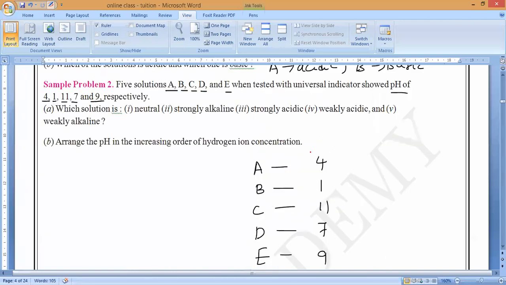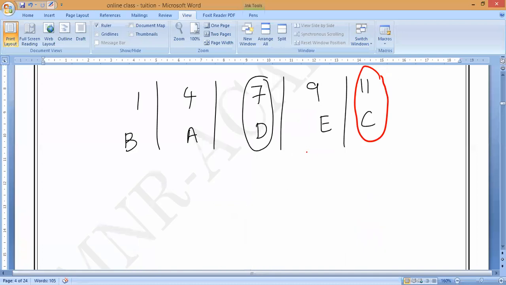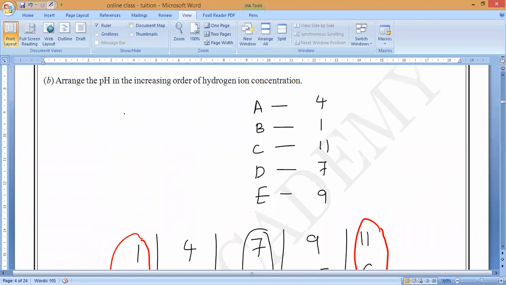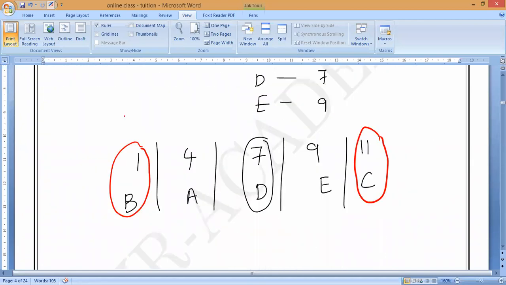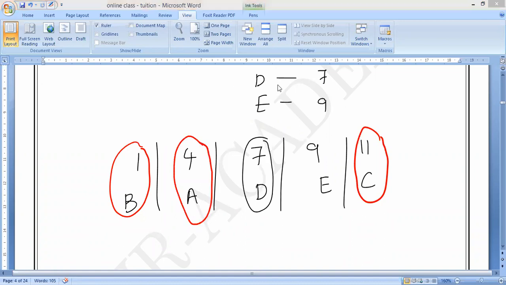Next, strongly acidic. One. Sir, 1. Very nice. Next, weakly acidic. A, sir. Very good. A. Yeah, very nice. Really nice. Next.